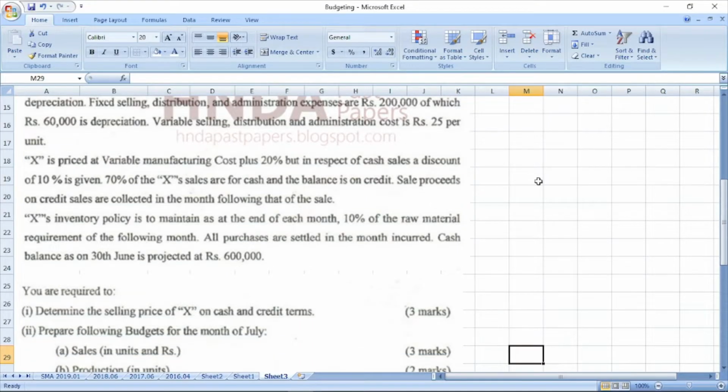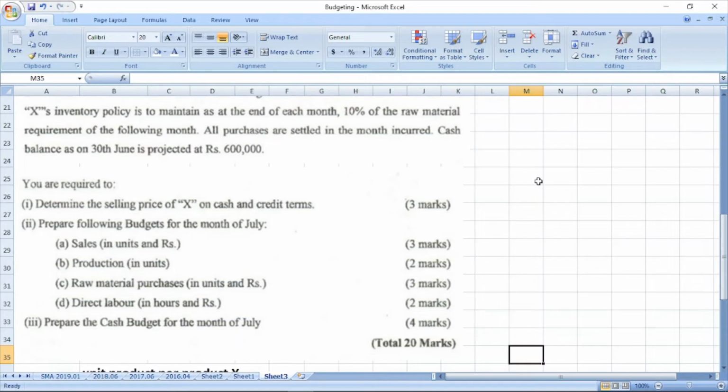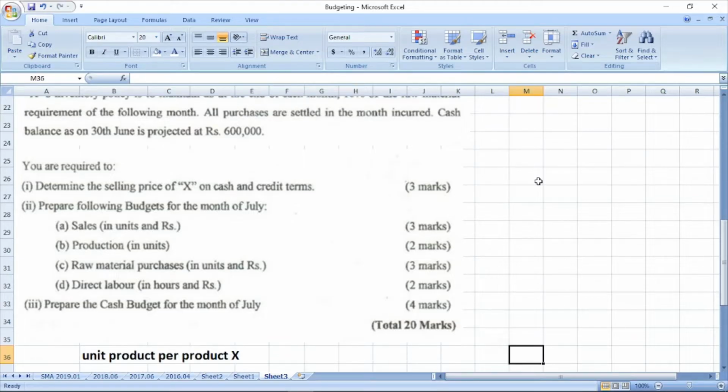The inventory policy is maintained such that at the end of each month, 10% of the raw material requirement of the following month is held. All purchases are settled in the month. Opening cash balance as on 30 June is projected at 600,000 rupees. You are required to determine the selling price of X on cash and credit terms. Second, prepare the following budgets for the month of July: sales, production, raw material purchases, direct labor. Then prepare the cash budget for the month of July.